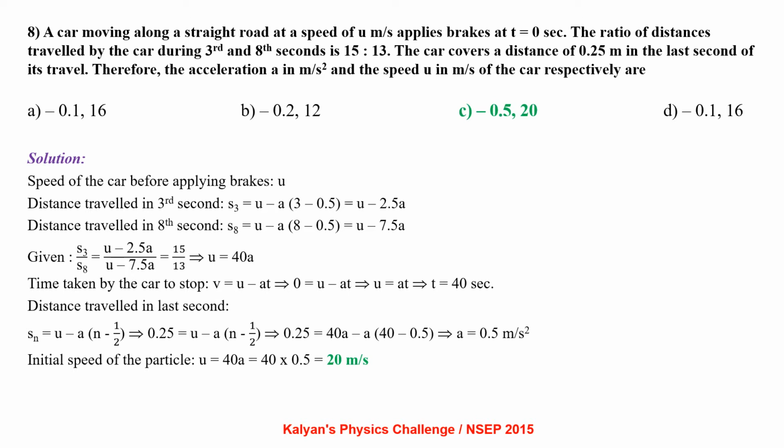Distance travelled in the last second sn equal to u minus a into (n minus half), that is 0.25 equal to u minus a into (n minus half), which gives a equal to 0.5 meter per second square. Initial speed of the particle u equal to 40a, that is 20 meter per second. So correct option is C.